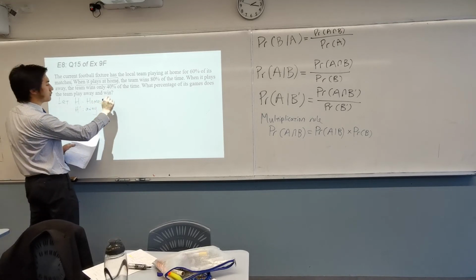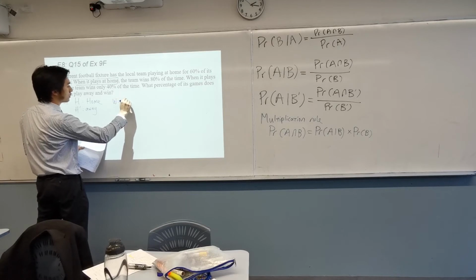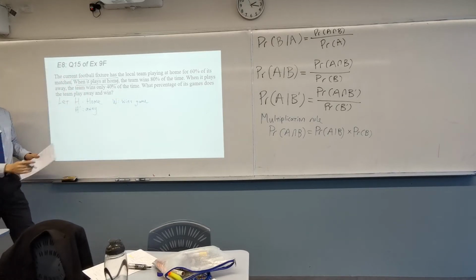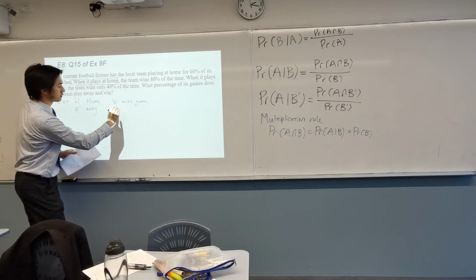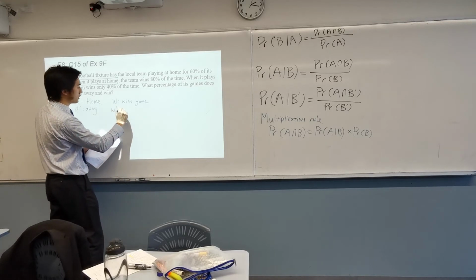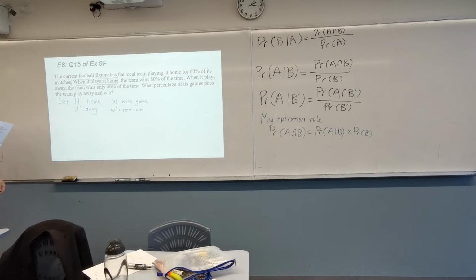We also have winning or not winning, wins game, and I'll use W for that. And W dash, I wouldn't say lose, because you can sometimes draw as well. So I'll say not win. That includes the possibility of drawing.